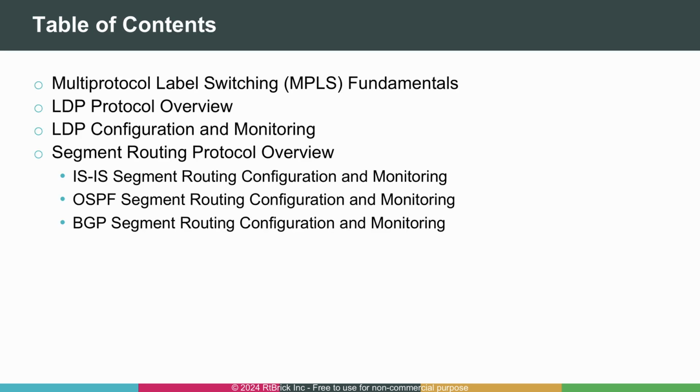Here's a quick overview of the topics we'll cover. We'll start with MPLS Fundamentals, explaining the building blocks of MPLS and how the data plane works. Next, we'll take a closer look at LDP, including how it's configured and monitored in RBFS. Then, we'll shift focus to segment routing and explore how it differs from traditional MPLS signaling protocols. After an overview of segment routing, we'll walk through how to configure it using ISIS, OSPF, and BGP extensions.